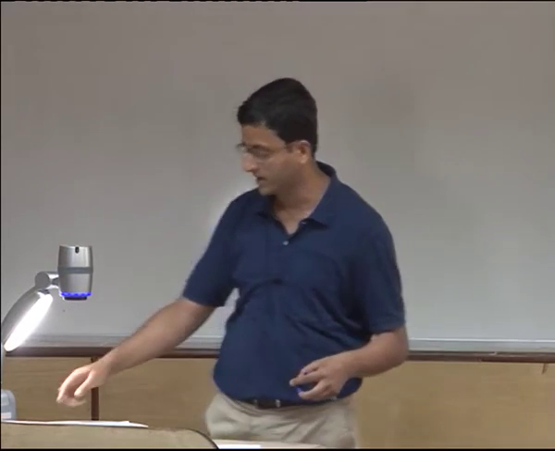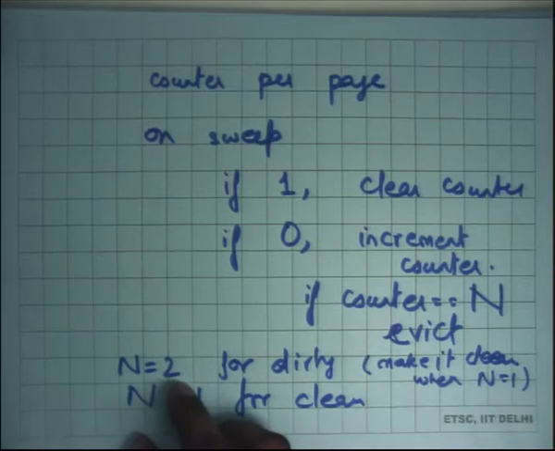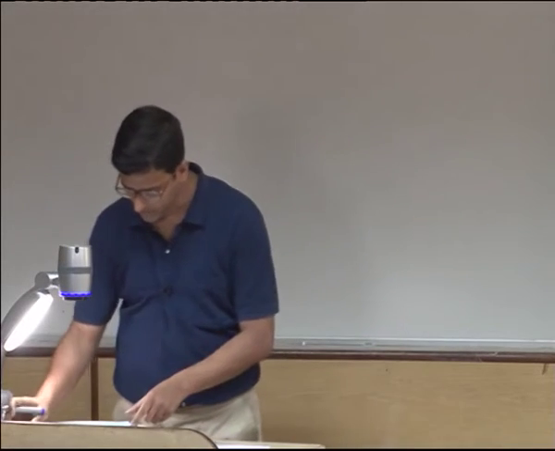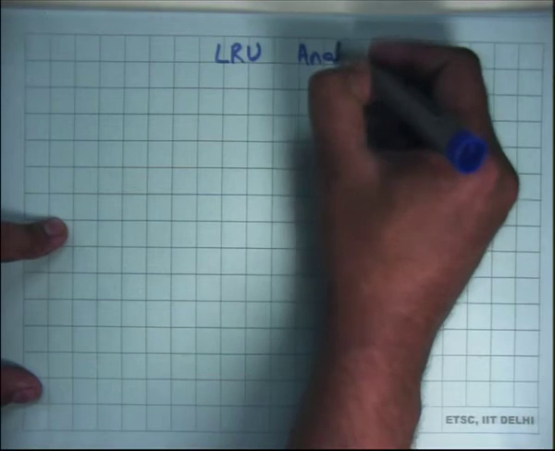There's some indication for that. So you make it clean at n equal to 1 and you replace it at n equal to 2. For clean pages, you can just replace it at n equal to 1. So that's just one example of where the nth chance algorithm is actually used, to preferentially treat dirty pages over clean pages. All right. So let's understand where LRU works and where LRU doesn't work.